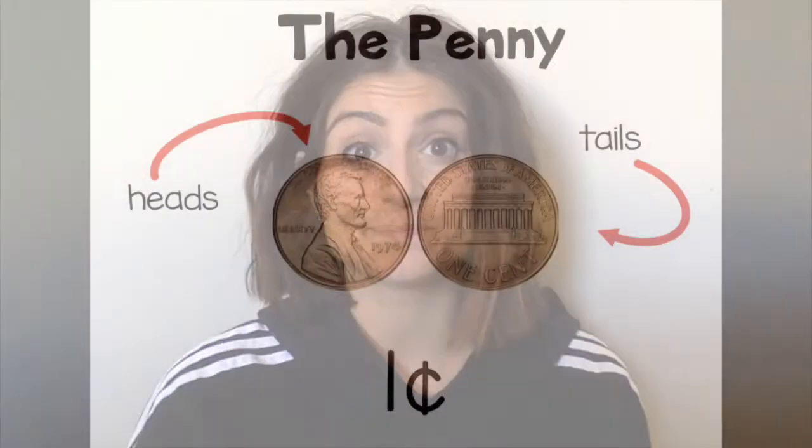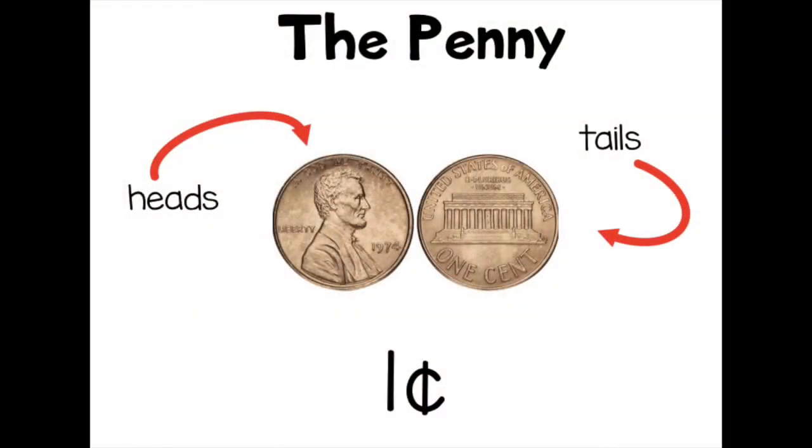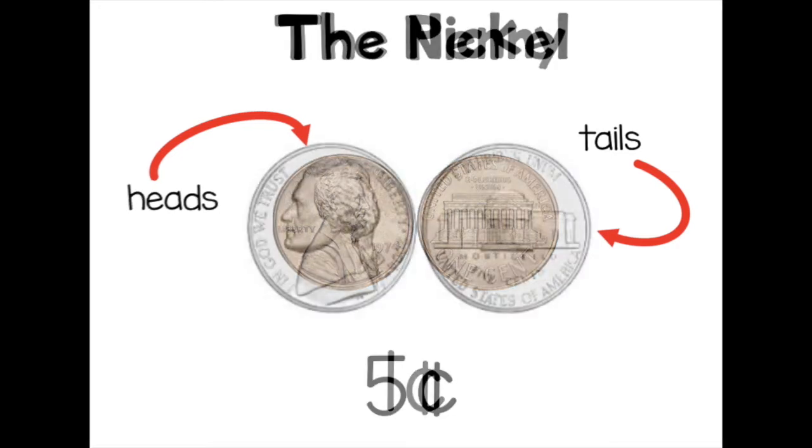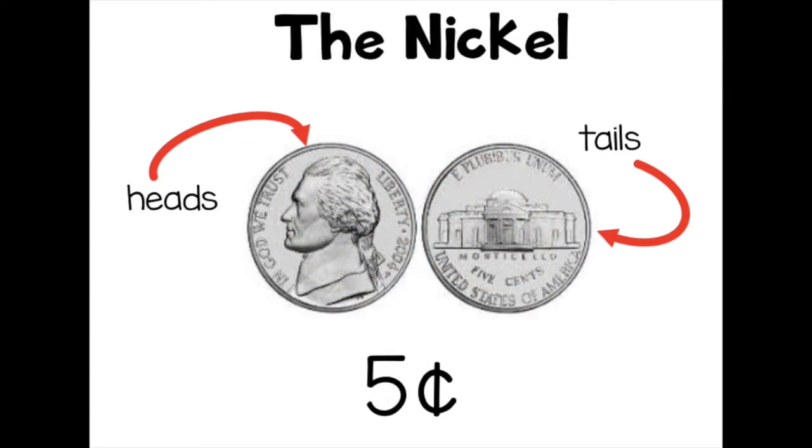I know you've spent time this school year learning about money, and today to warm up our brains, we're going to go through some of the coins to see what they look like and what their values are, and then we will jump into our learning. Here is the penny. This is the head side, and this is the tails side. Every time you see one penny, it's worth 1 cent. Here is the nickel. Here is the head side, here is the tail side. And every time you see one nickel, it's worth 5 cents.